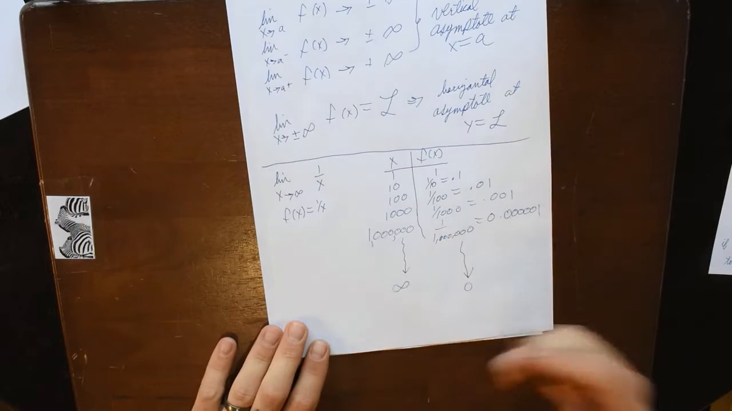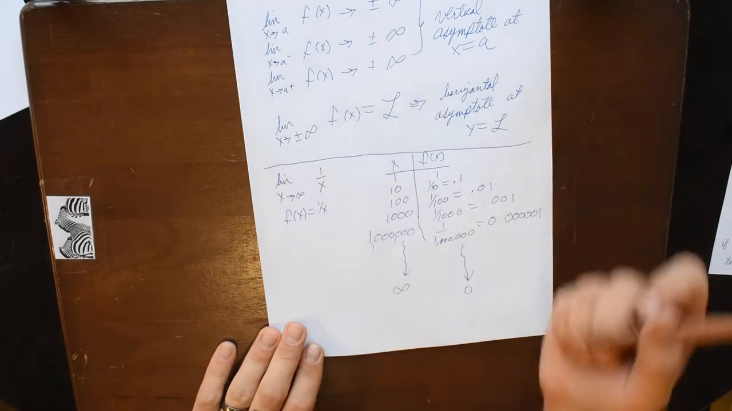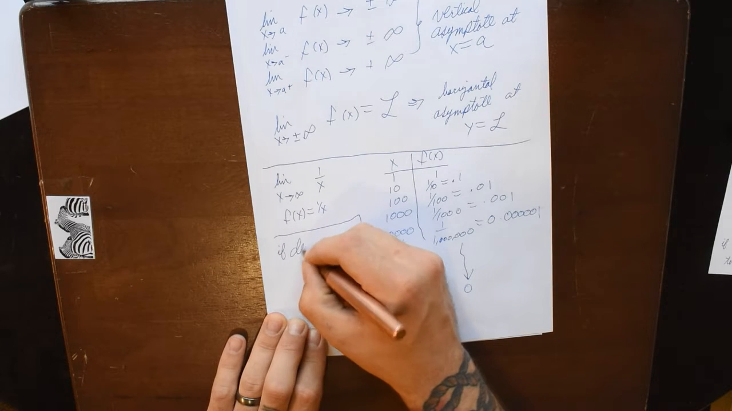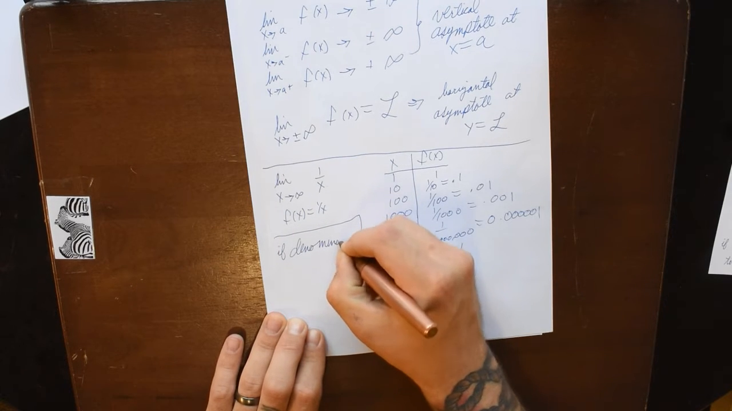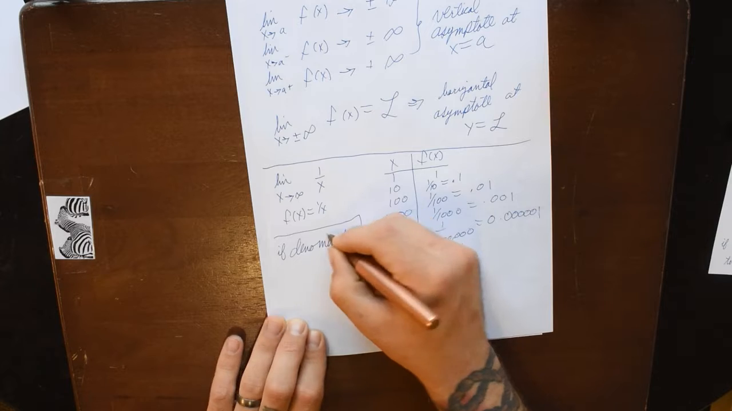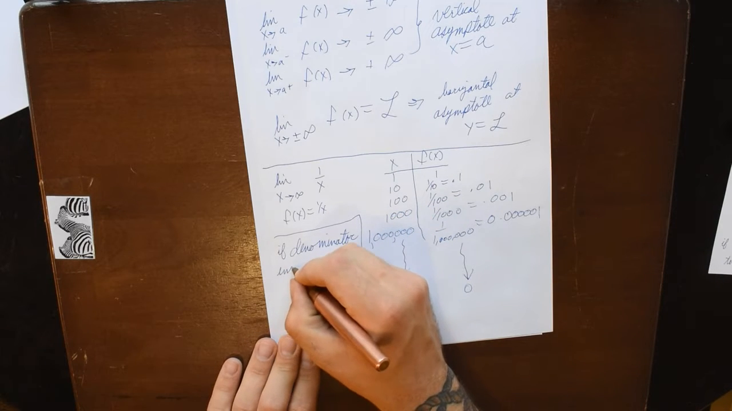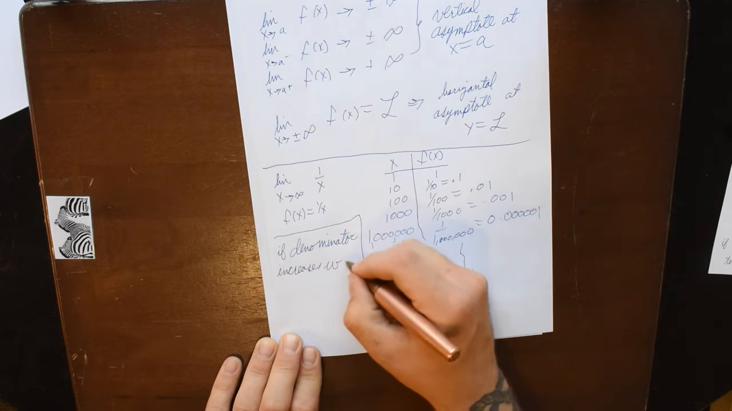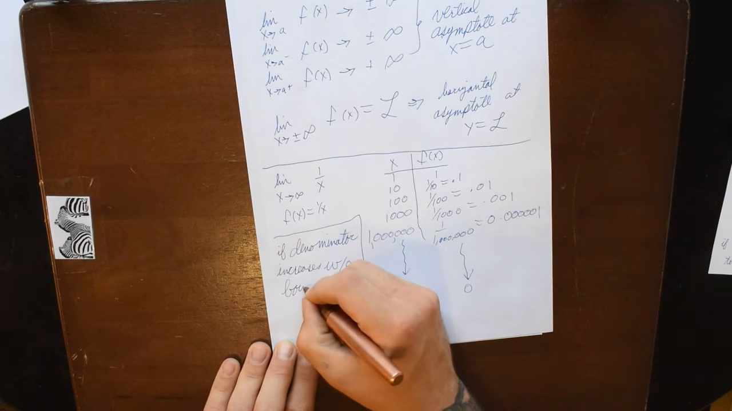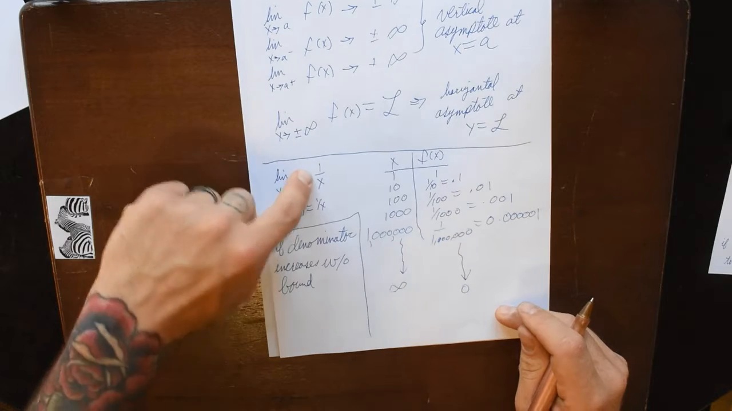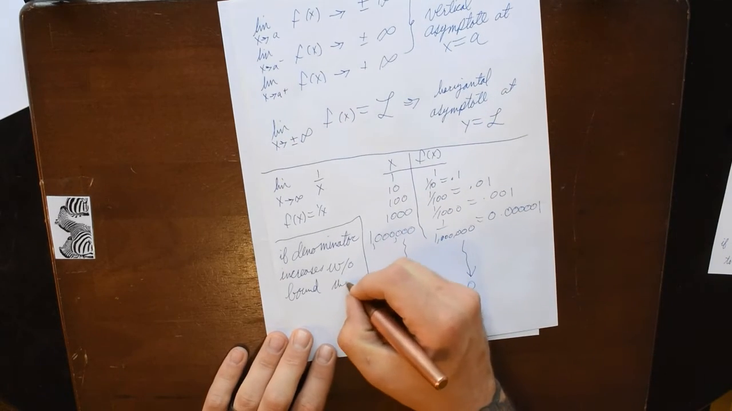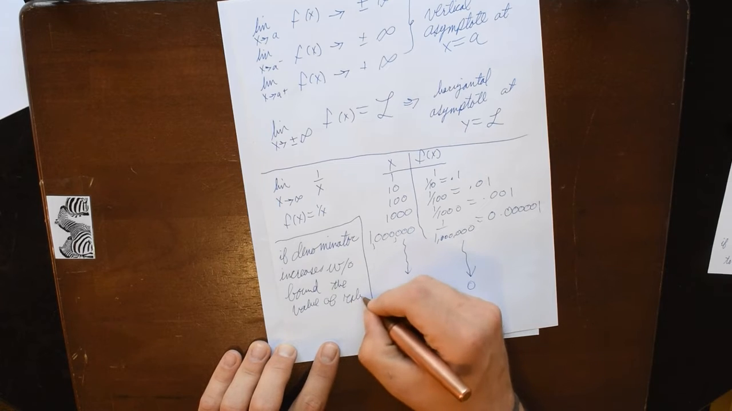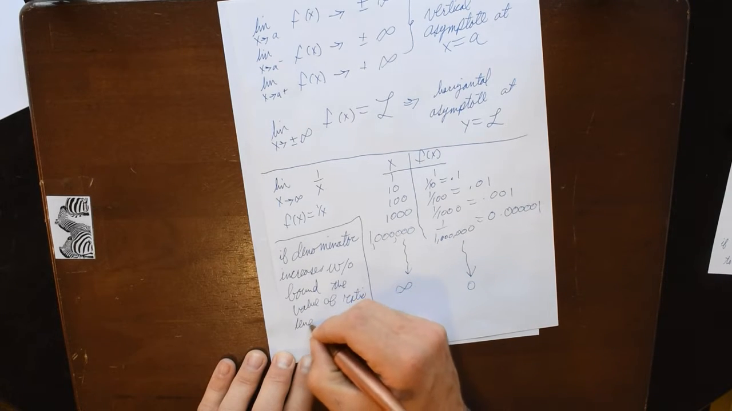So that's a big takeaway. If the denominator increases without bound, the value of the ratio tends to 0.